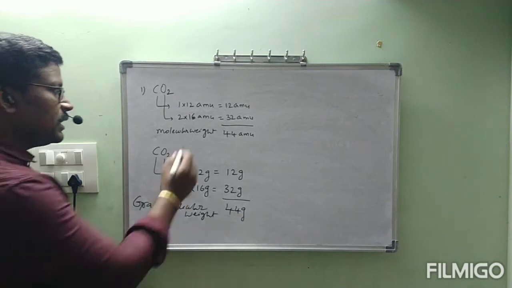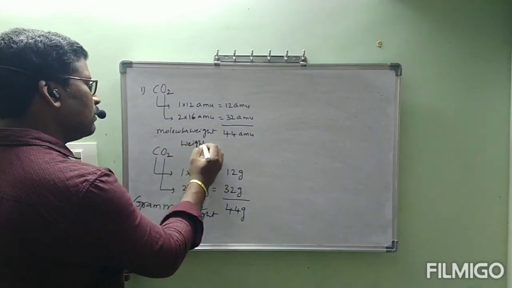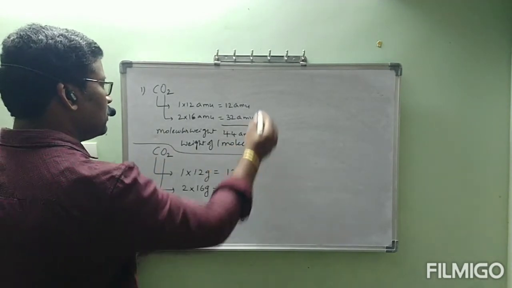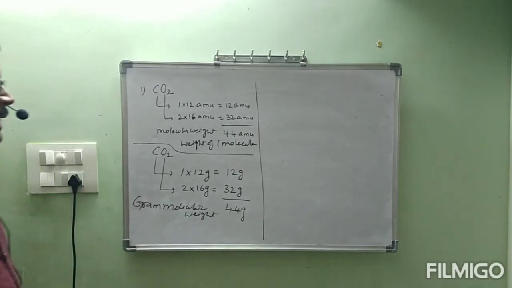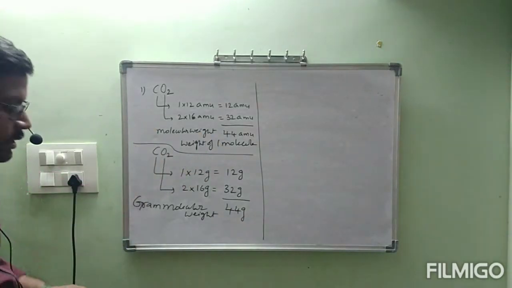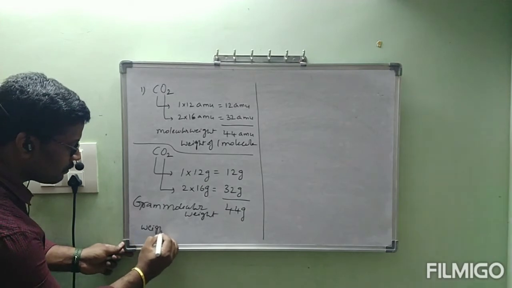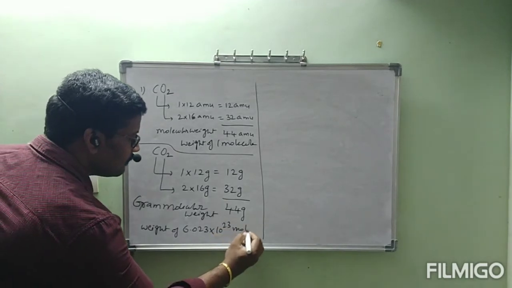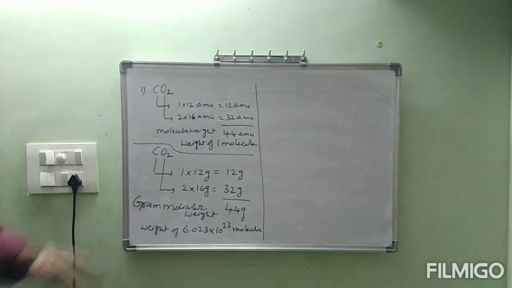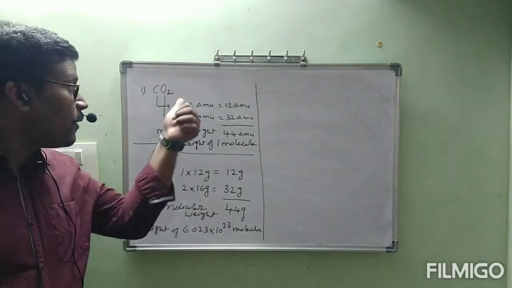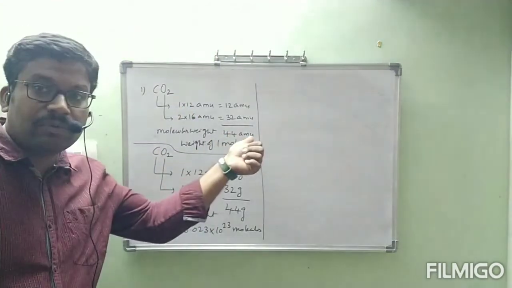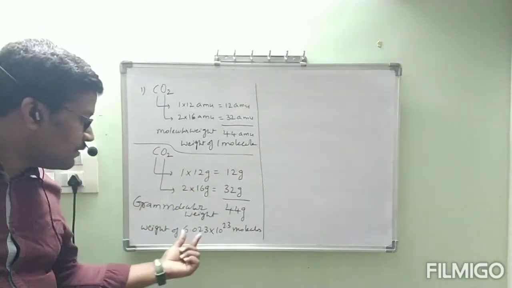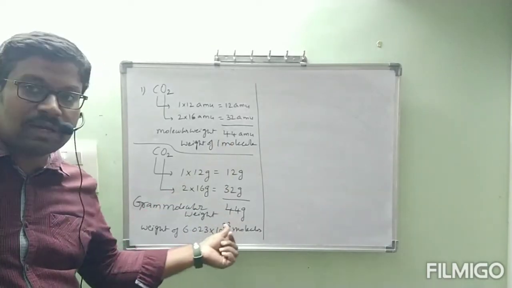What is the meaning of this one? This is called the weight of one molecule. This is called the weight of 6.023 into 10 power 23 molecules. This is the data about CO2. One molecule mass 44 AMU, 6.023 into 10 power 23 molecules weight 44 grams. Because we have to multiply this with 44 AMU, we will get 44 grams.